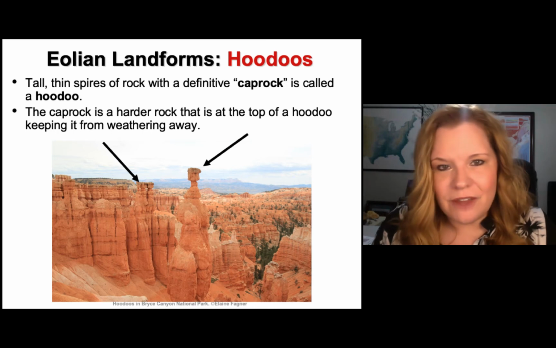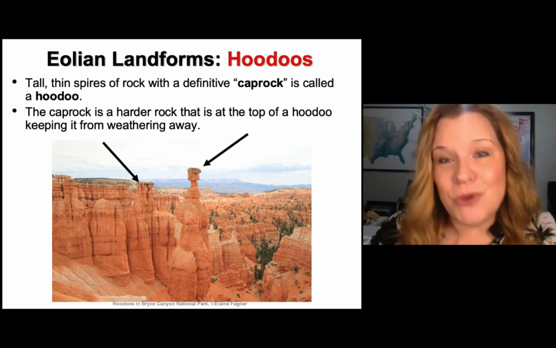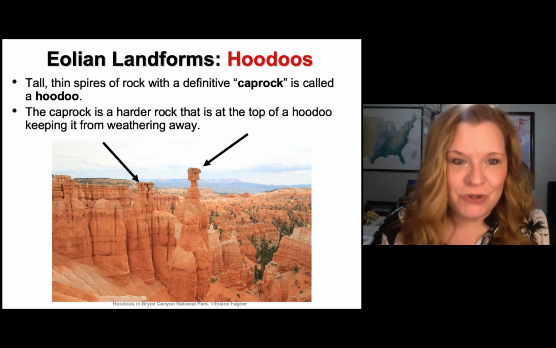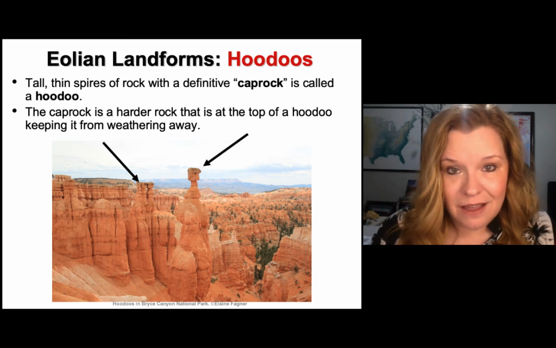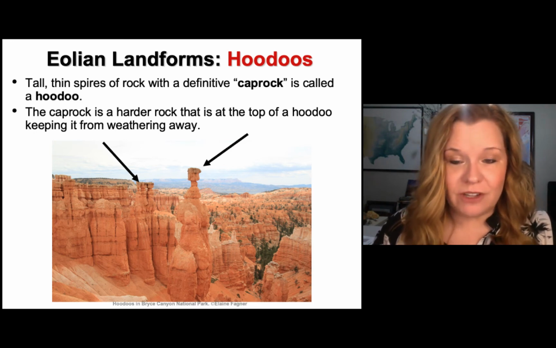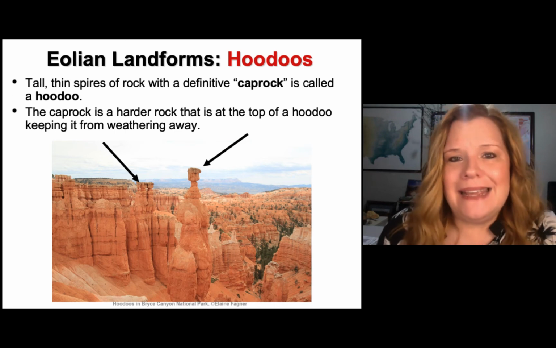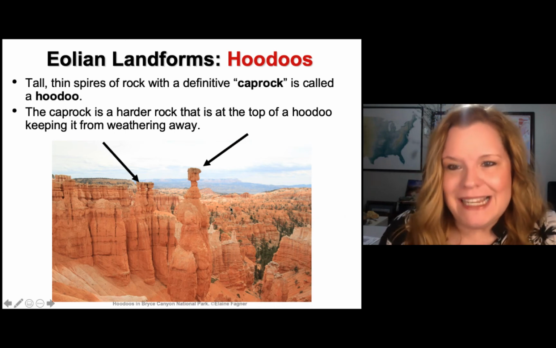My personal favorite landform in the desert is a hoodoo. Hoodoos form by a unique process of primarily frost wedging. But you have to have a couple of requirements.